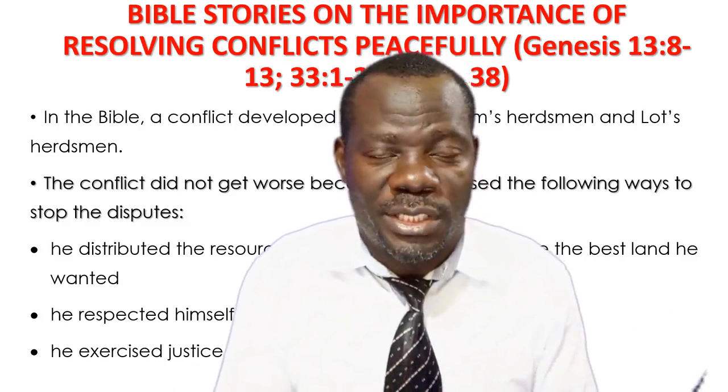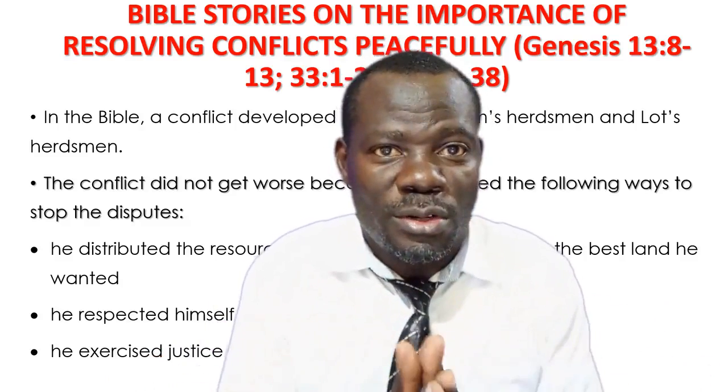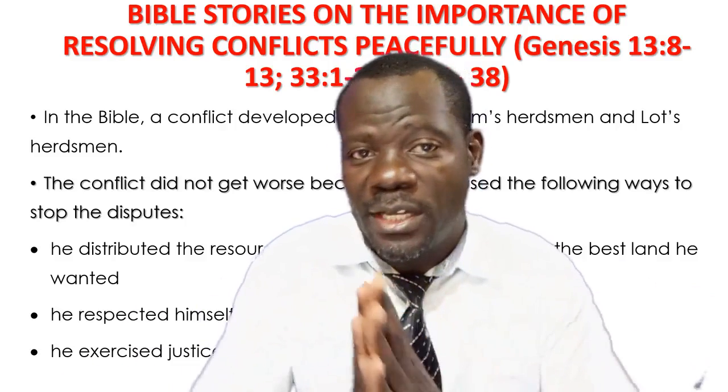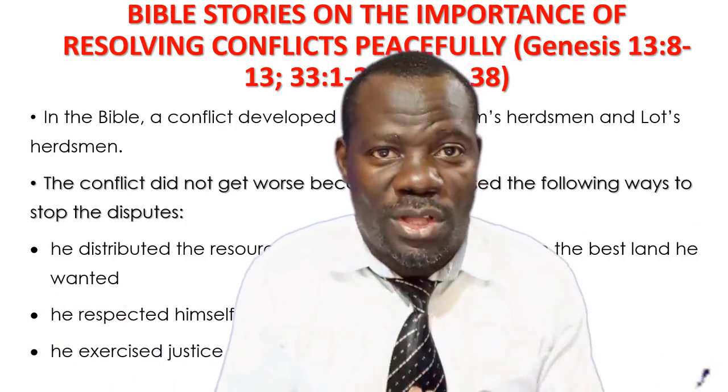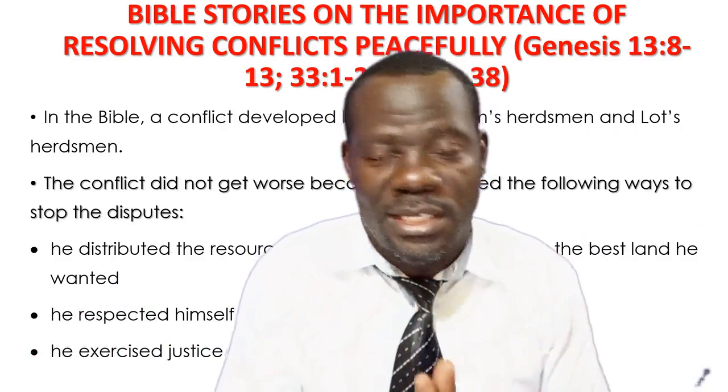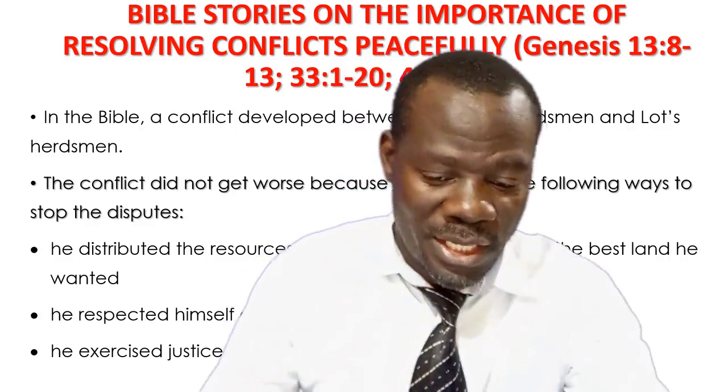Remember how he dealt with it. He gave first to Lot, saying, choose. So he gave him the choice, saying, right, choose wherever you want to go. If you choose this direction, I'll go the other direction. That is justice. And he was even patient enough.